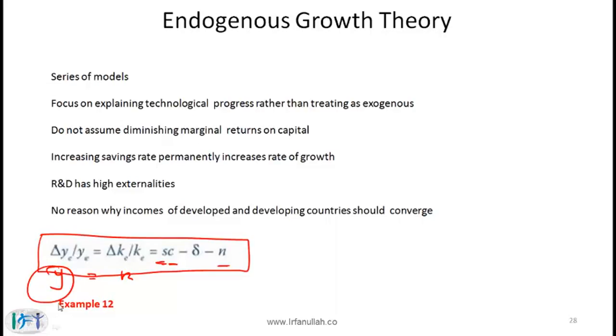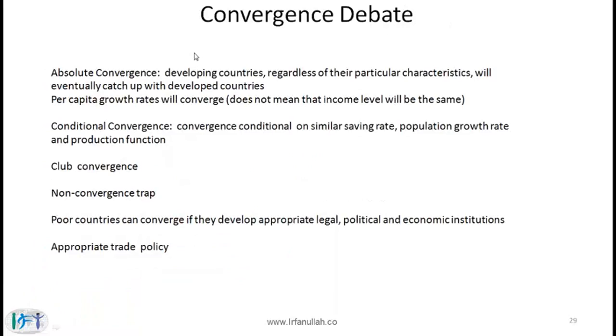Now I want you to work on example 12, convergence debate. We have talked briefly about convergence. In this segment there are just a few basic definitions that you need to be aware of. When we talk about absolute convergence in the neoclassical model, what we mean is that developing countries, regardless of their particular characteristics, will eventually catch up with developed countries.